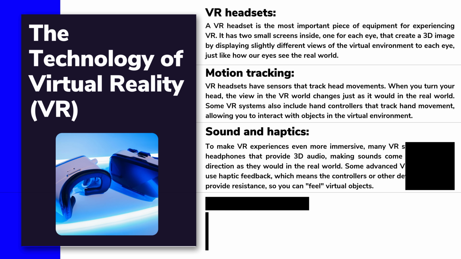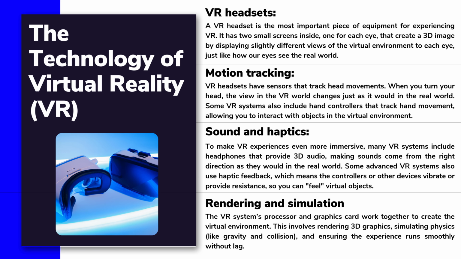The technology of virtual reality, VR headsets. A VR headset is the most important piece of equipment for experiencing VR. It has two small screens inside, one for each eye, that create a 3D image by displaying slightly different views of the virtual environment to each eye, just like how our eyes see the real world.